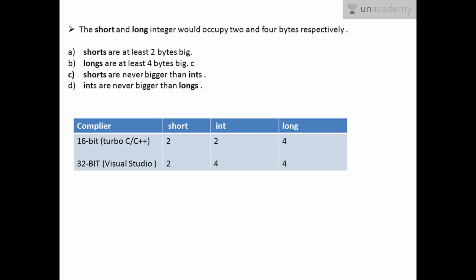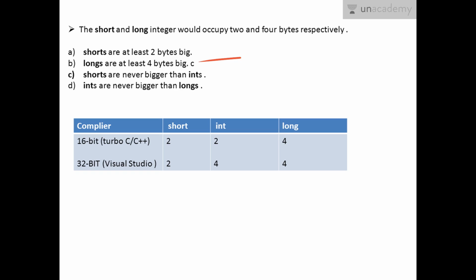Here are a few simple examples. Short and long integers occupy 2 or 4 bytes respectively. For short integers, the memory allocation should be a minimum of 2 bytes, and for long it should be a minimum of 4 bytes, right? And short can never be bigger than int, and int can also never be bigger than long. Long integer data types are furthermore bigger when compared to short integer data types.